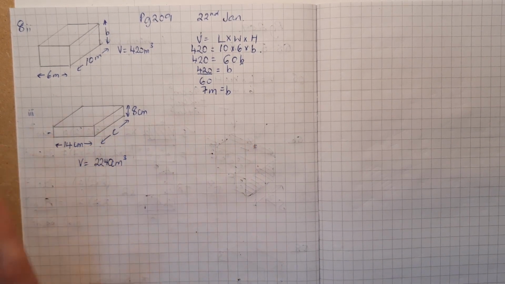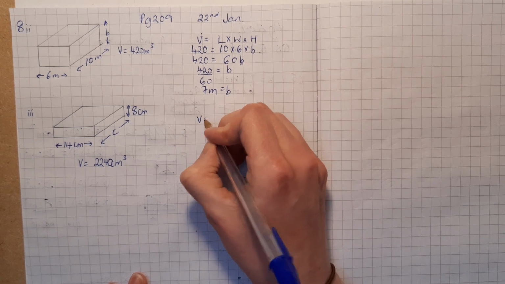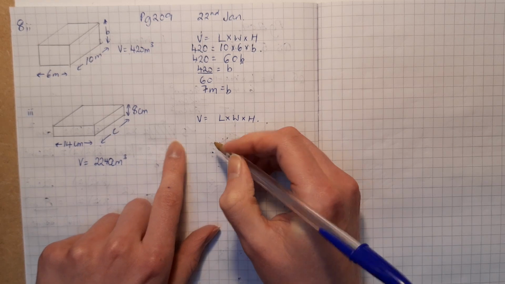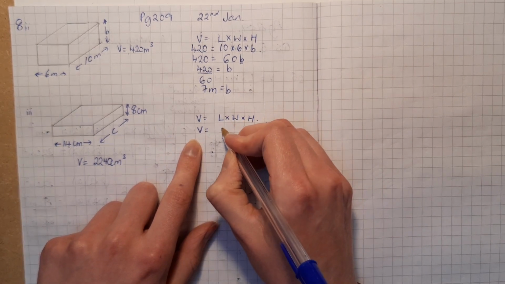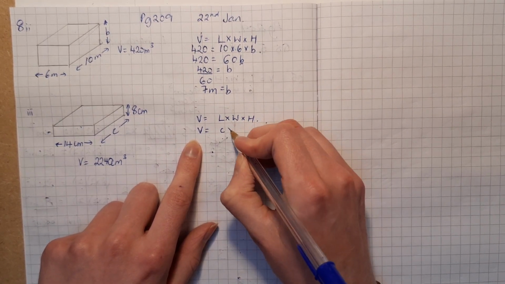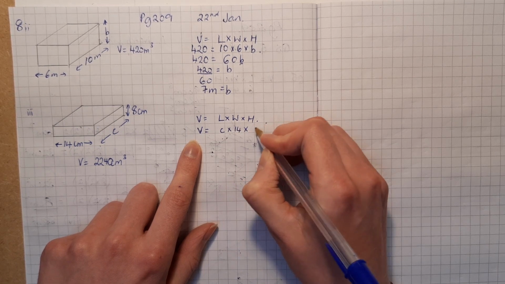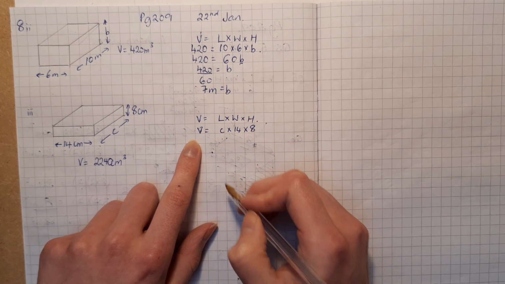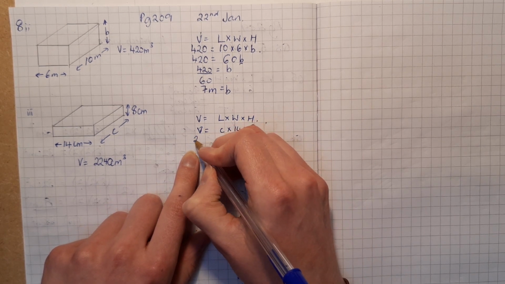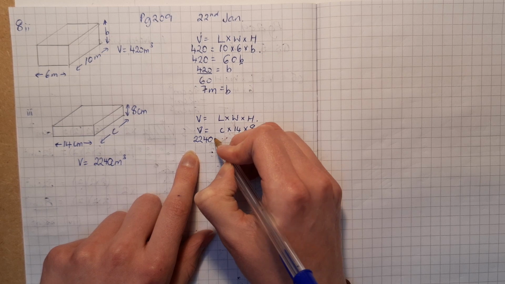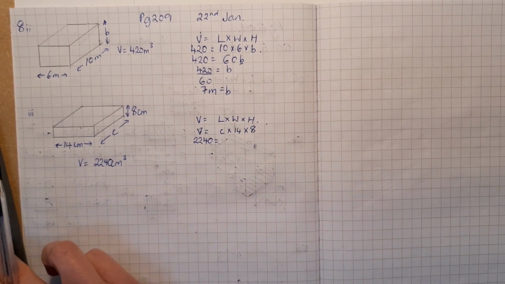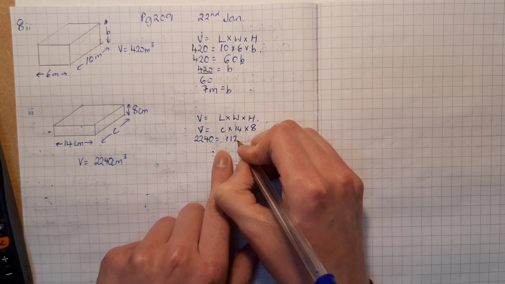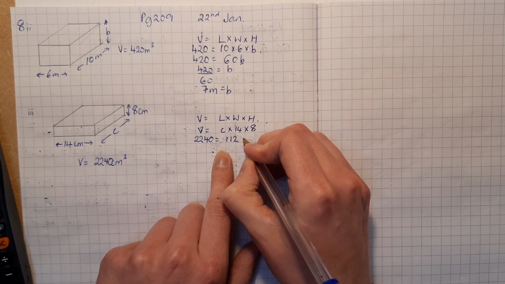Part 3, you do the very same thing. The volume is equal to the length by the width by the height. The length of this, I don't know what it is, so it's C by 14 by the height, which is 8. And I was meant to write in what the actual volume was. The volume was 2,240 equals. And I can multiply the 14 by 8 on my calculator and see what it is, which is 112, which is also multiplied by C, so it's 112C.